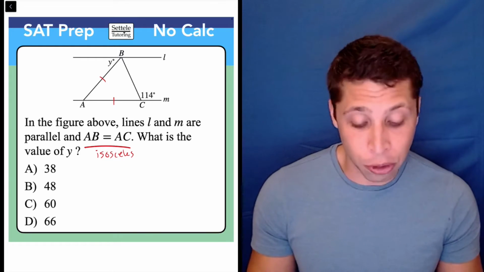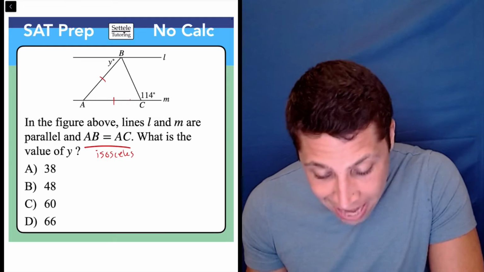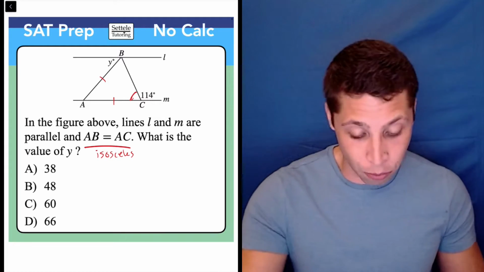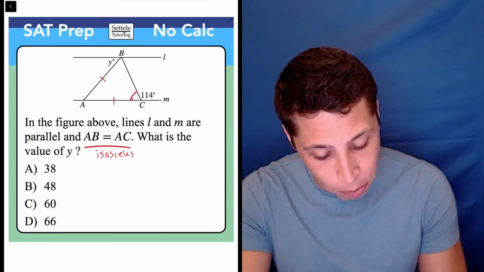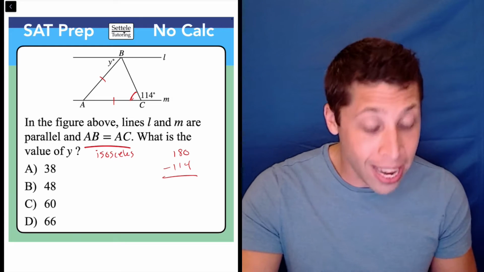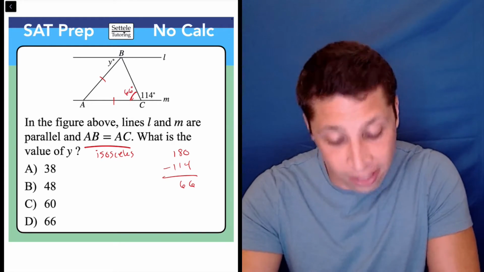The first thing I would do is use the angle 114. And angle ACB here is going to be supplementary to that 114. So we don't have a calculator, so we've got to do it by hand, but we can just subtract the 114 from 180 to get the remaining angle. So that's going to be 66. So right in here is 66 degrees.